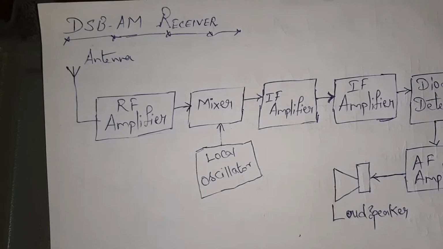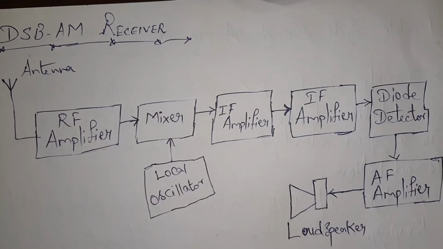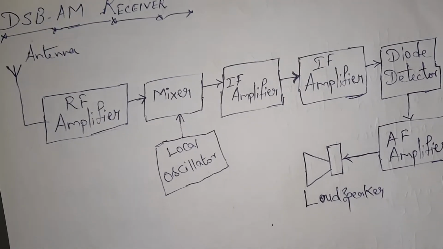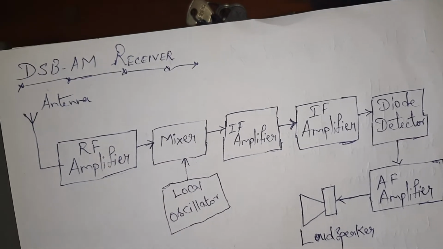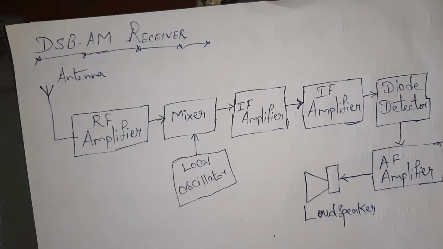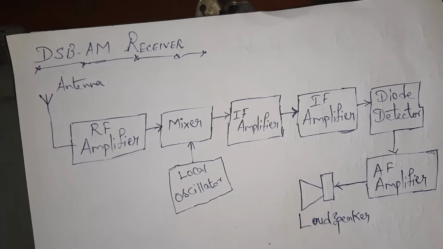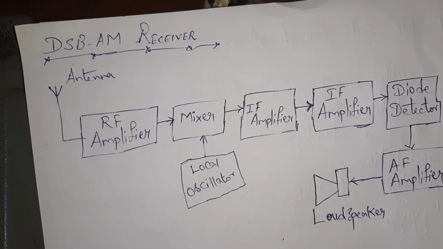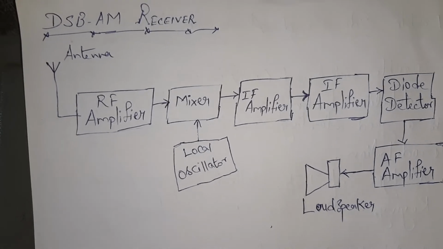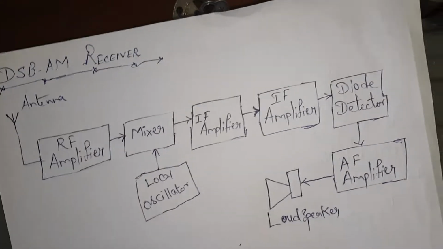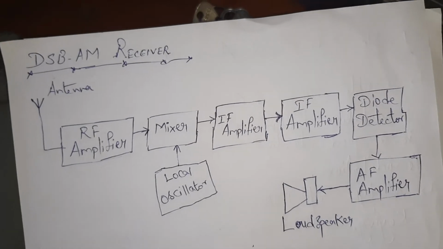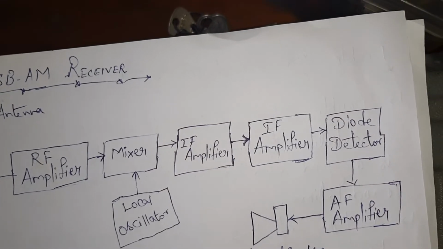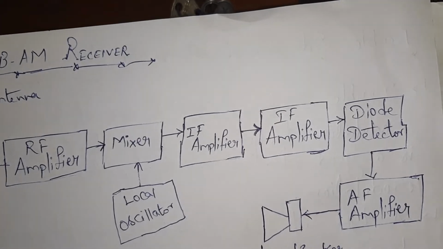Okay, so IF is the intermediate frequency amplifier. The IF amplifier in this receiver consists of two stages. You can observe the two IF amplifiers we are using. These two stages of amplification provide the main signal amplification and selectivity. Operating at a fixed IF frequency means that the design of the amplifiers can be simplified.